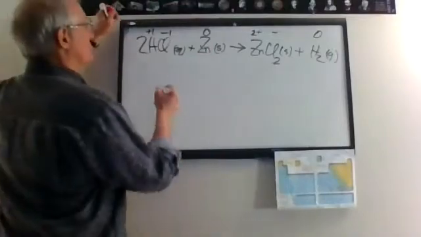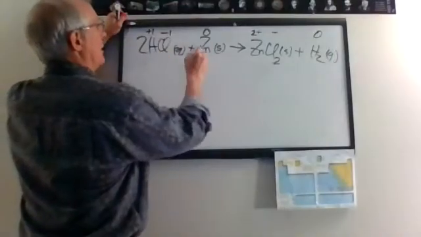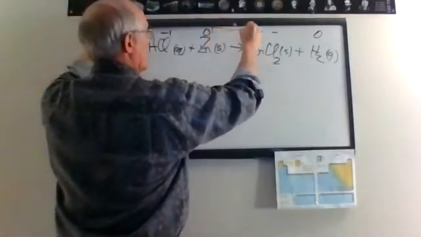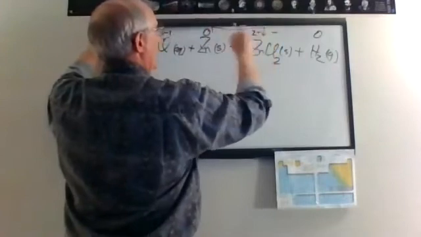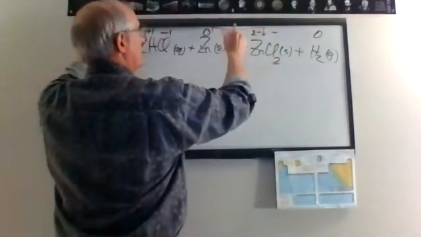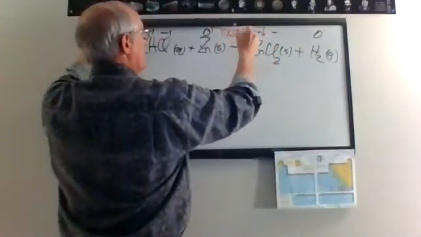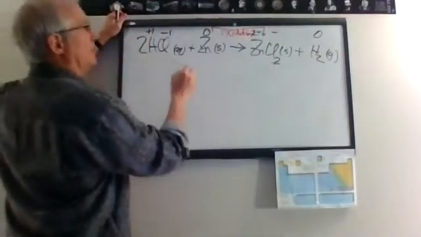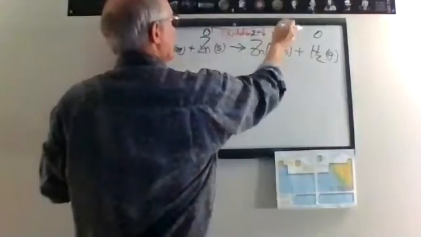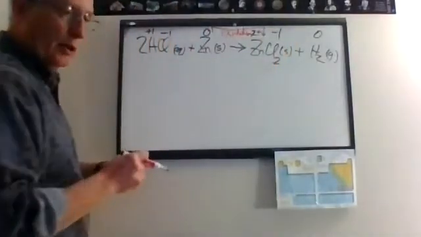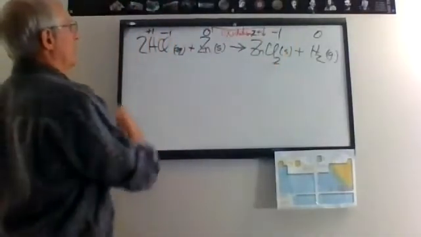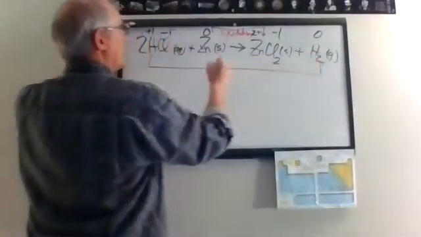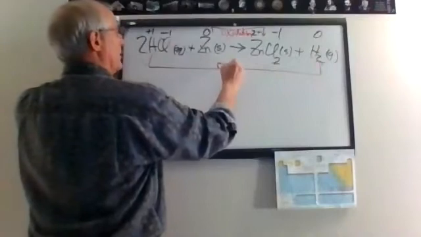Which one goes up? Well, it looks like zinc goes from 0 up to +2. That's called oxidation. And we say that chlorine remains the same. So we're going to ignore chlorine. And hydrogen goes from +1 down to 0. We're going to call that reduction.